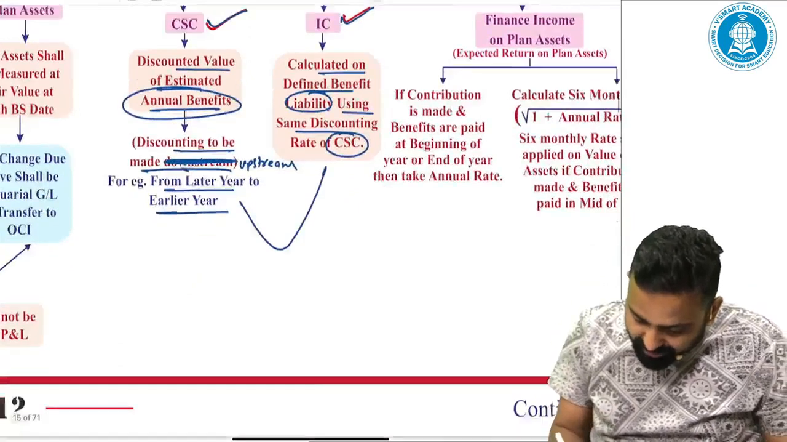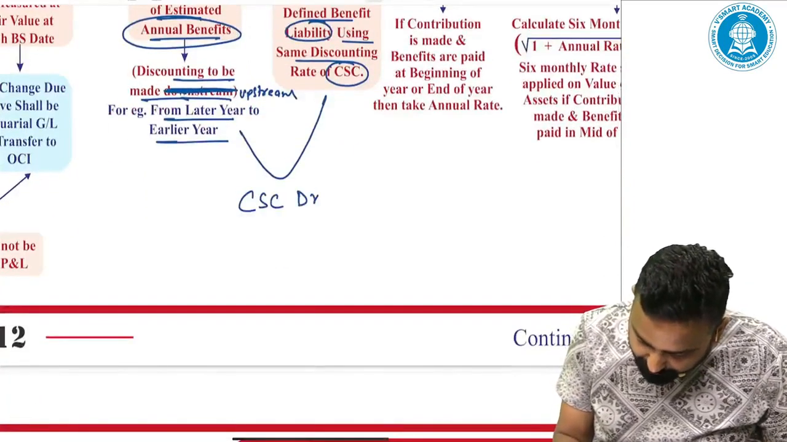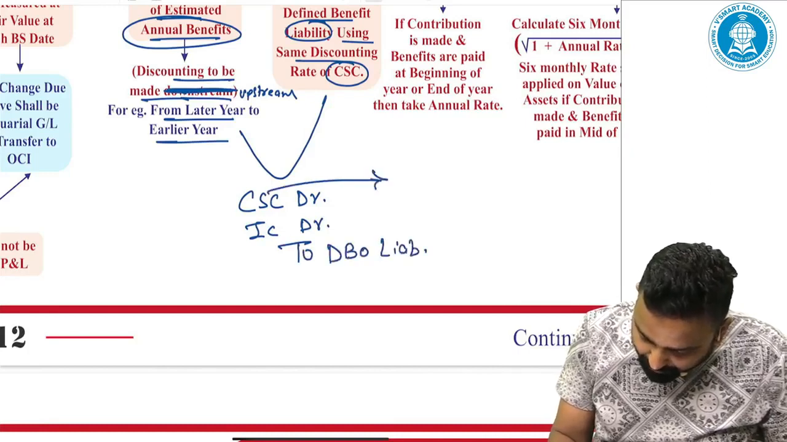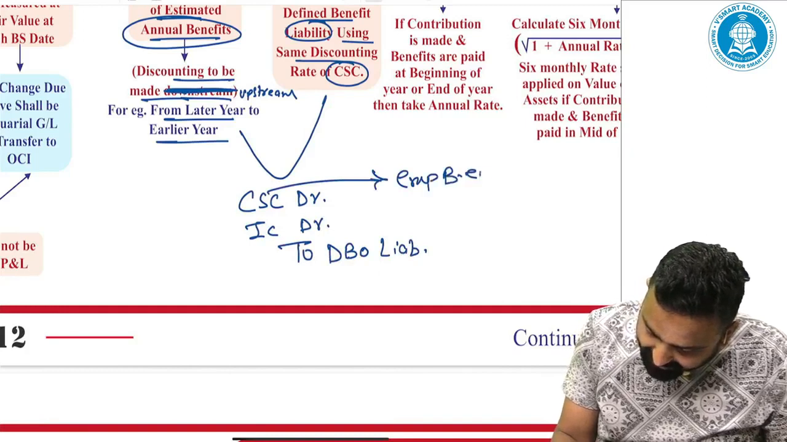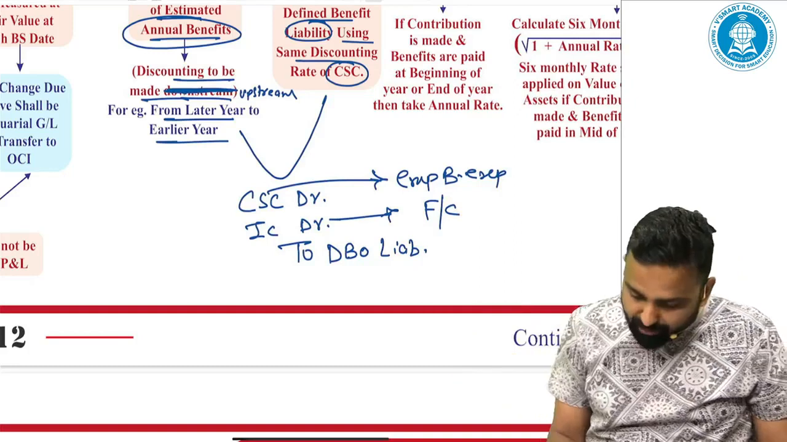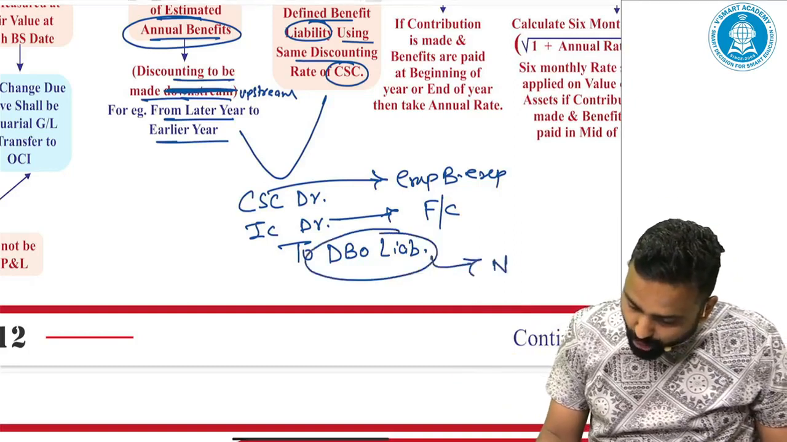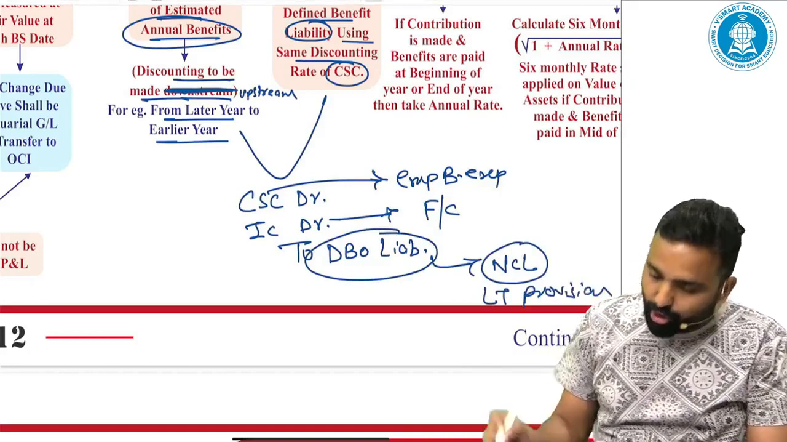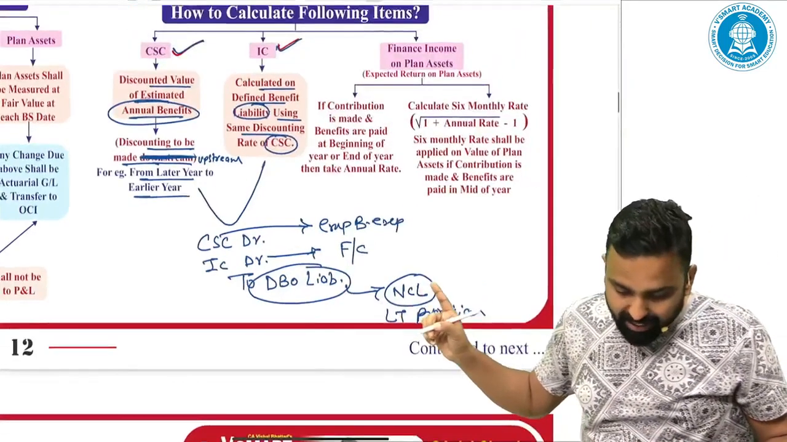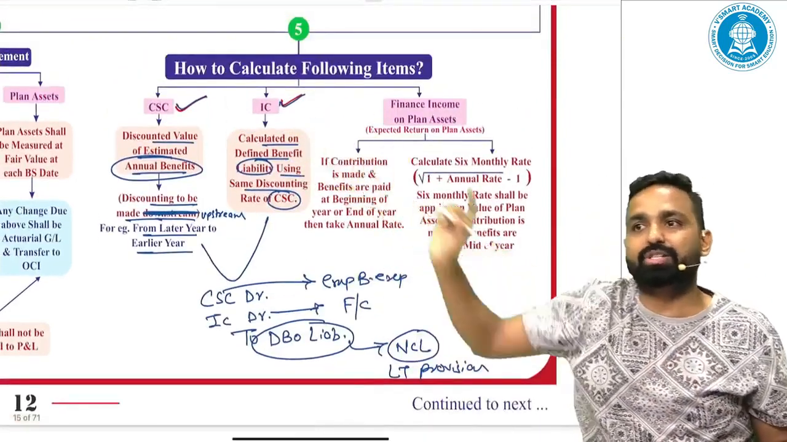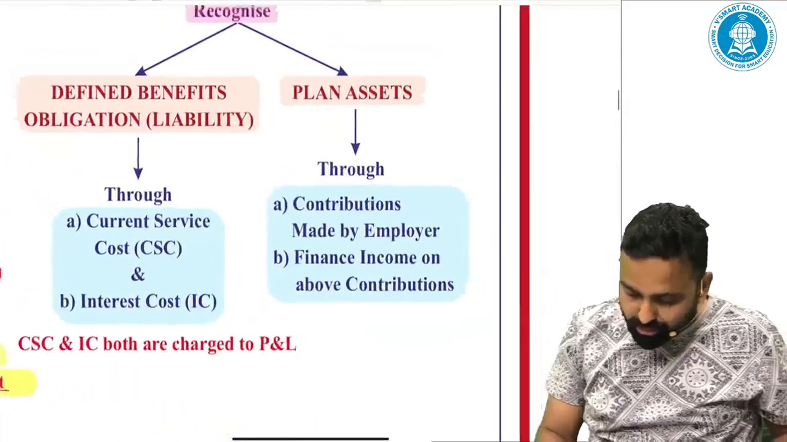Now what journal entry you will pass? Journal entry will be current service cost debit, interest cost debit to defined benefit obligation liability. So this will become your employee benefit expenditure. This will become your finance cost under P&L. And this DBO will be shown under non-current liability, long-term provisions. You will show them as long-term provisions, non-current liability. Guys, I hope you got the point cleared that how we used to calculate the current service cost and interest cost. Now, let us talk about the plan asset.